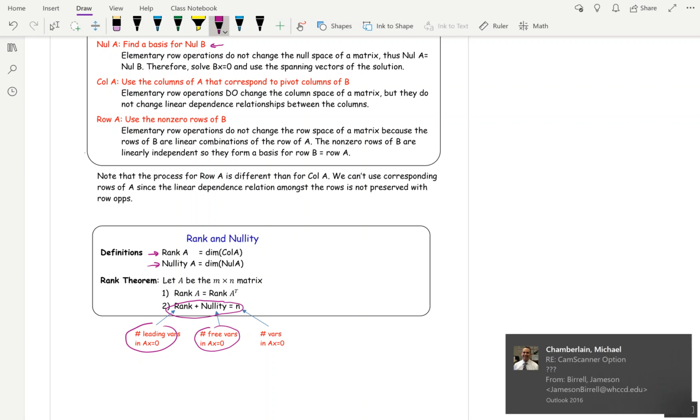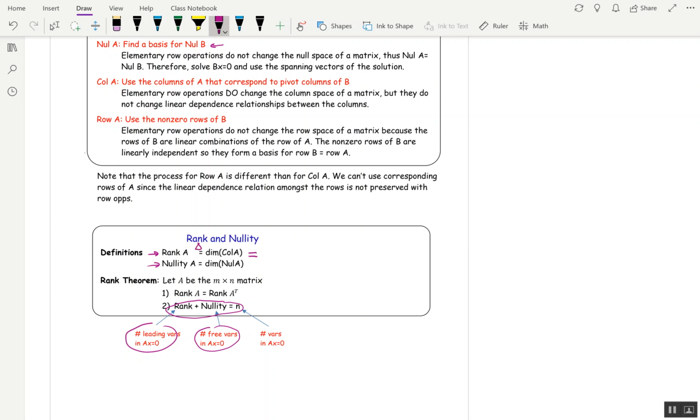And so if we go back up here, rank of A by definition is dim col A, but by the rank theorem, it's also dim row A.